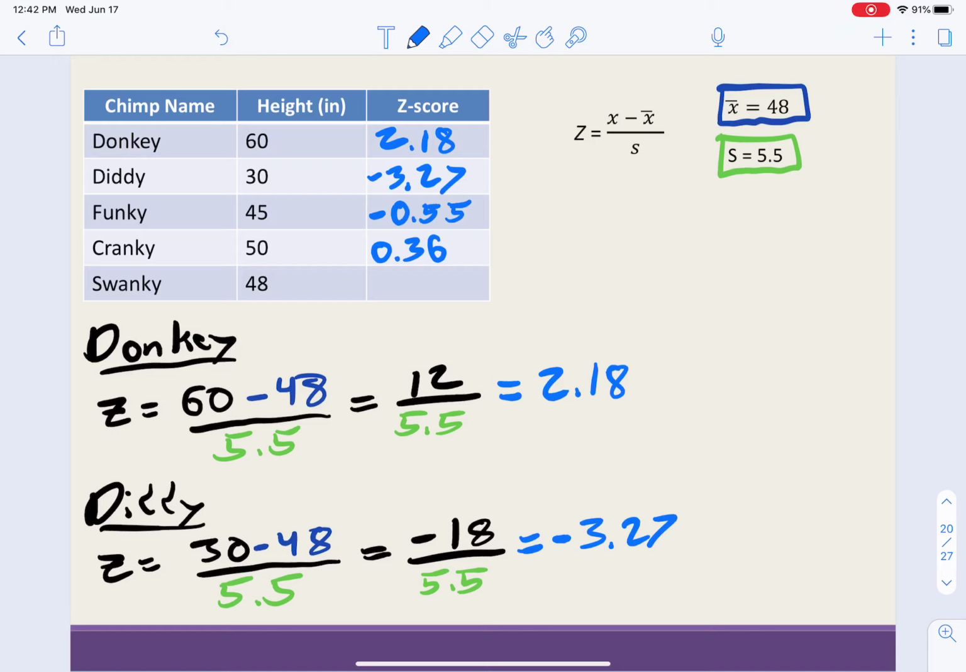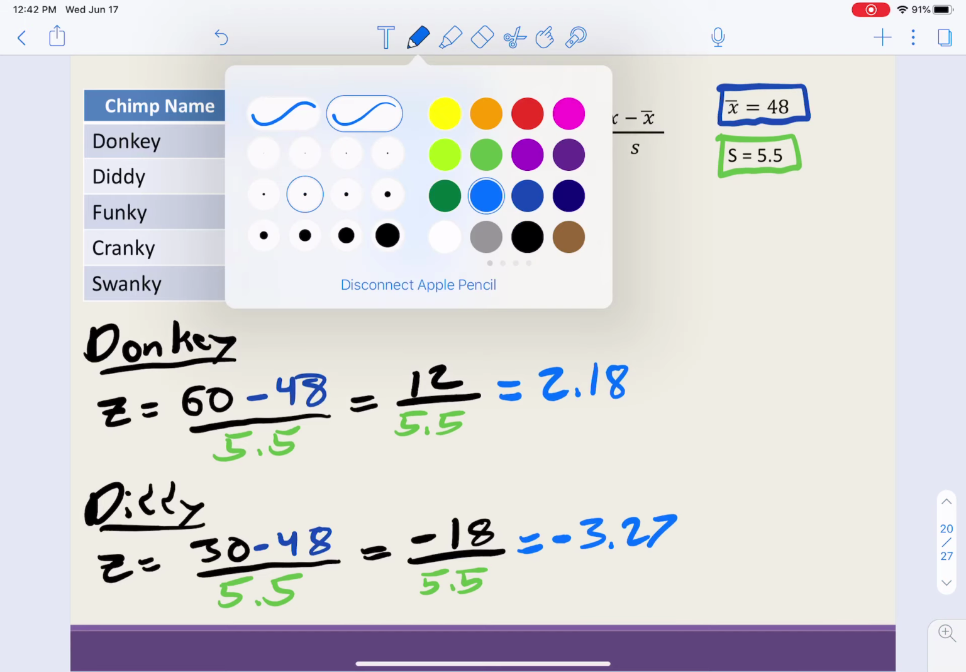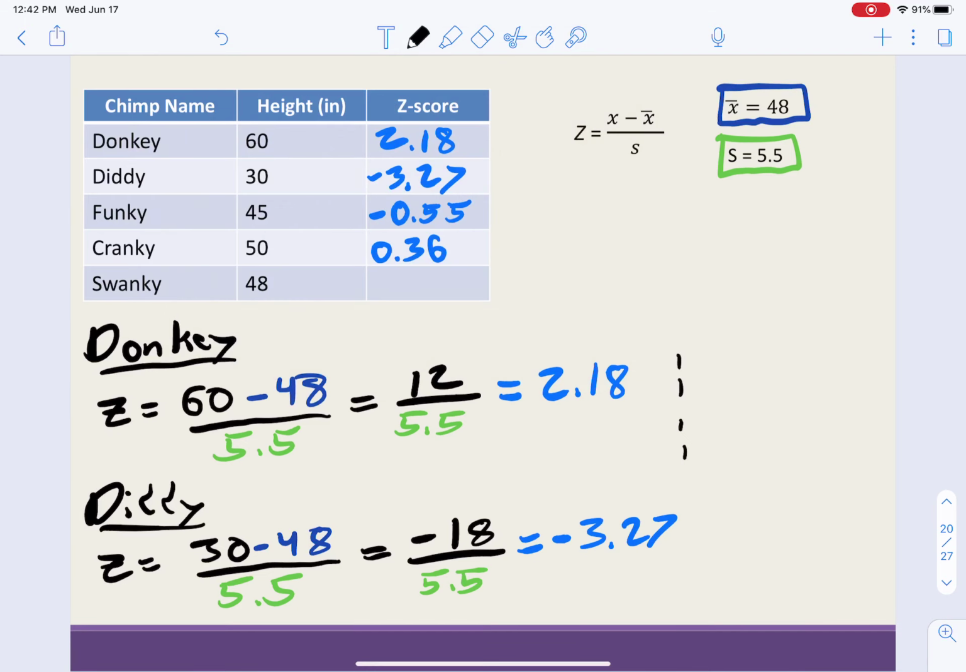Okay, and then the last one. Here's an interesting one, and I'll actually write this one out too, so you can see that nothing funky is going on. Notice that Swanky's height and the height of Jane's sample that we're comparing is the same. So what does that math look like? Well, I'll show you. So for Swanky, I'll write it up here.